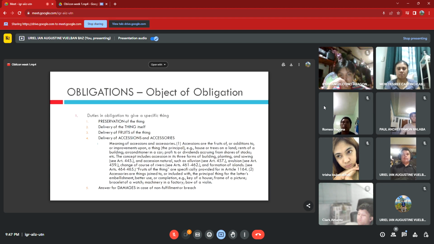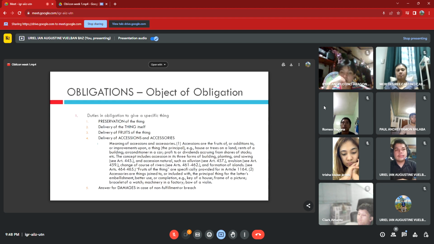So the obligor debtor is obliged to deliver the fruits of the thing. And of course, the second one, the delivery of the thing itself. In an obligation to give a specific thing, the obligor debtor is obliged to deliver that specific thing under the obligation and nothing else.